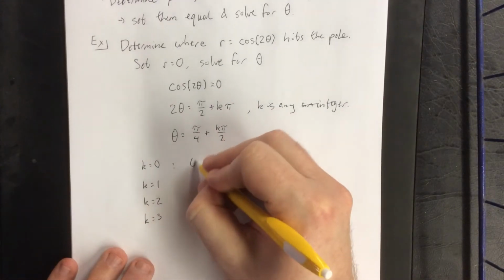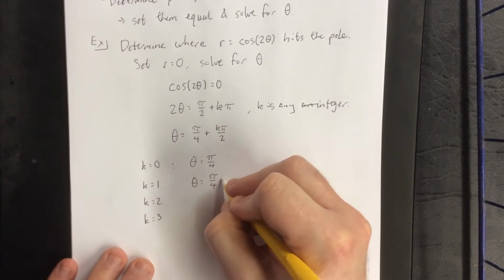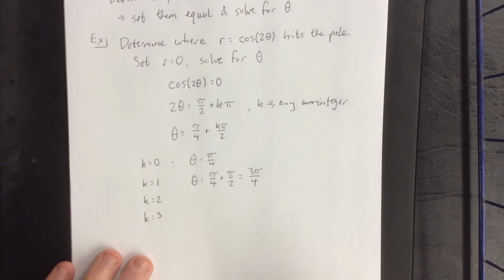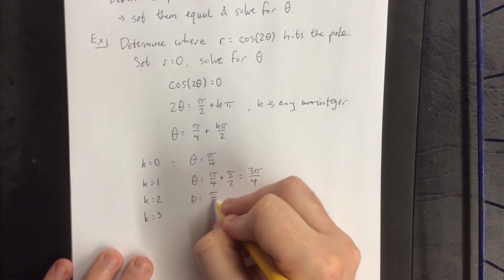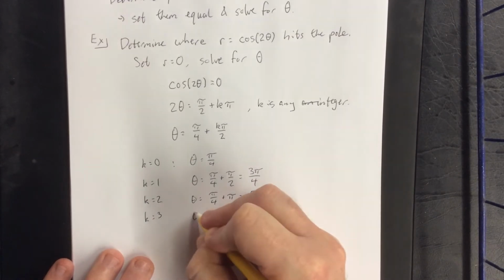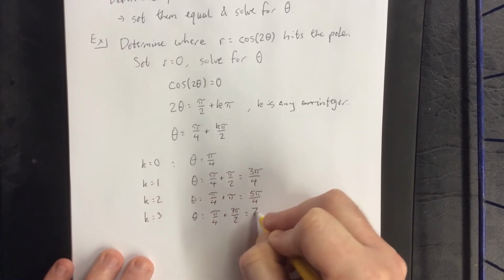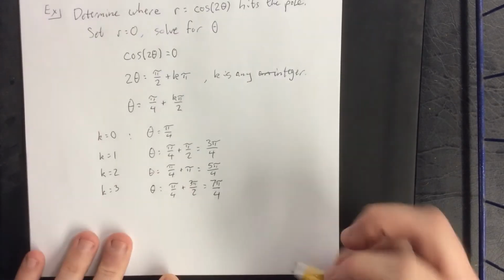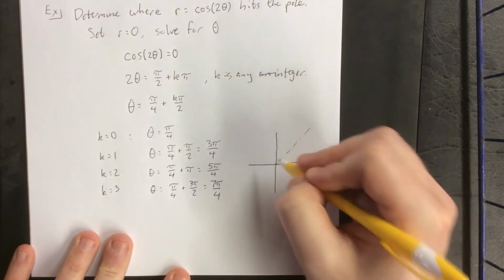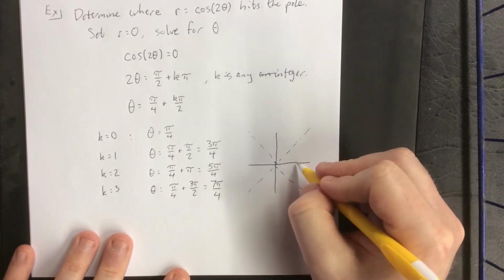So at k equals 0, theta is equal to pi over 4. For k equals 1, this will be pi over 4 plus 1 pi over 2. Getting a common denominator and adding together will be 3 pi over 4. Adding an additional pi over 2 would be 5 pi over 4. And adding an additional pi over 2 after that would give us 7 pi over 4. Meaning that when we created this polar graph, there are going to be angles where this thing is responsible for coming back to the pole to intersect.